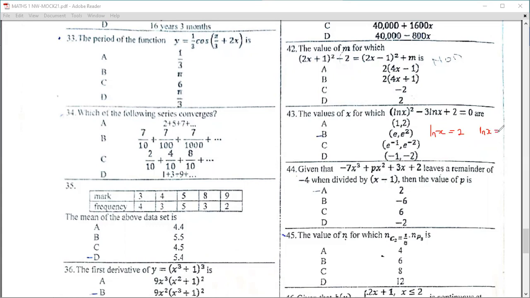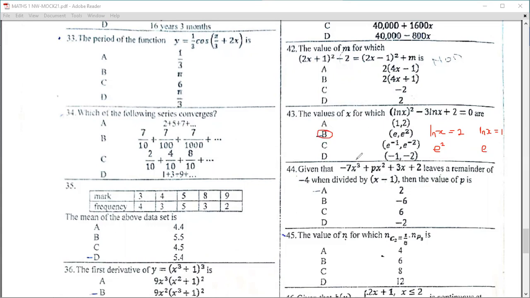From this point, what will be the value of x? X should be equal to e to the power 2 in the first case. In the second case, x should be equal to just e. So we have e and e squared as the roots of the equation. That's question number 43.